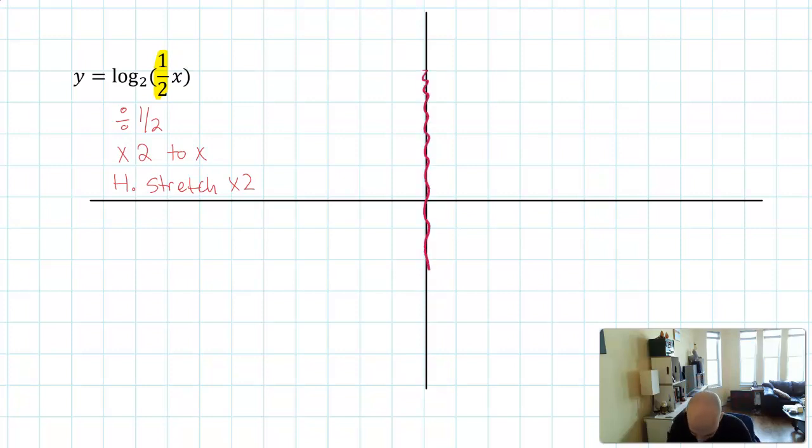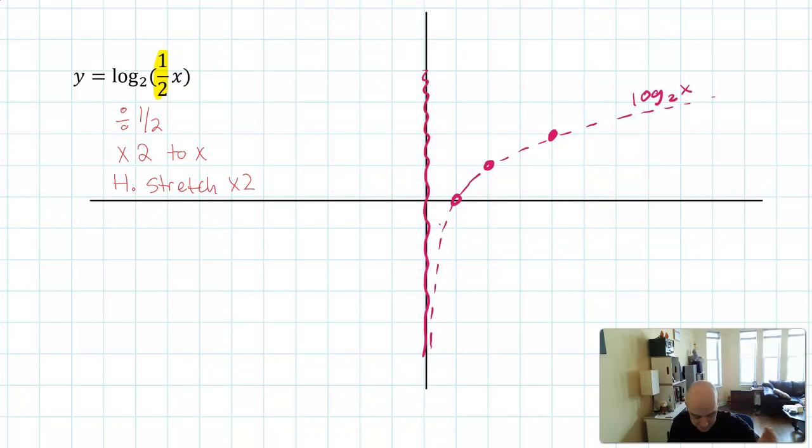So first, we'll draw the vertical asymptote. We'll plot the key points 1, 0, 2, 1, and with 2, it's easy enough to go up to 4, 2. So we'll plot those key points right here. That's our log base 2.